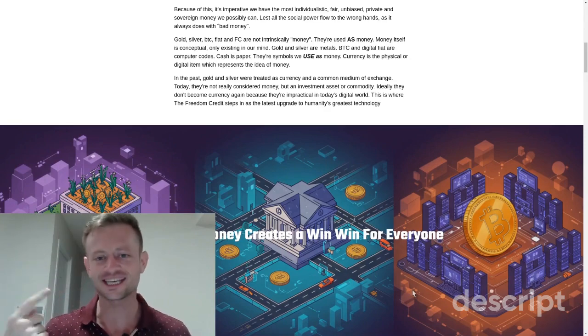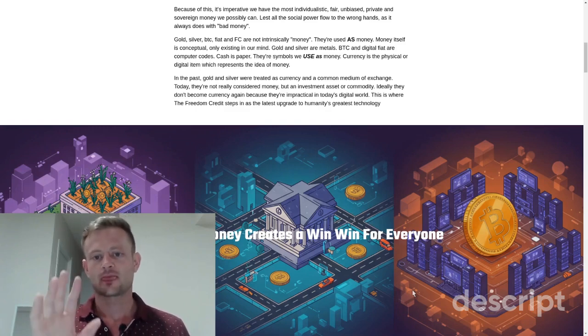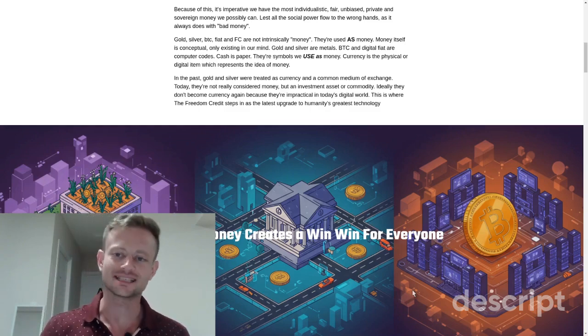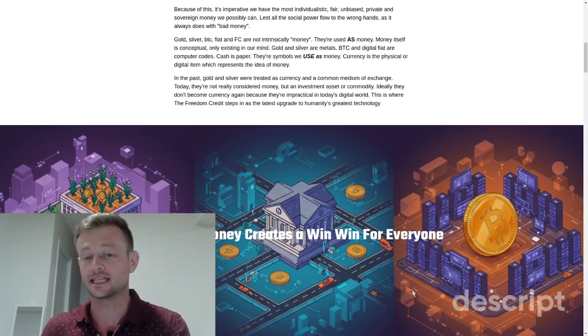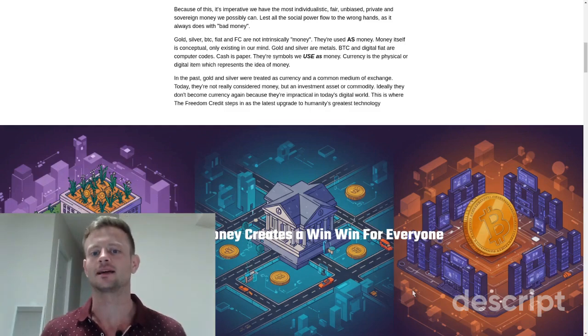This is a big mindset shift. No one else talks about money like this, or not that I've seen. These things are used as money. They're not money itself. Money itself is conceptual. It only exists in our minds.